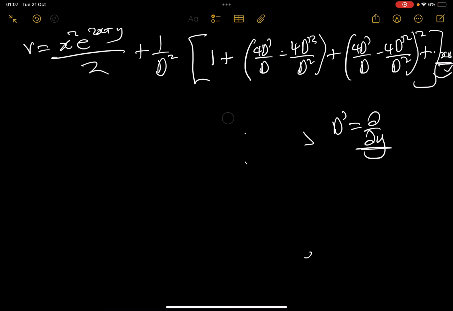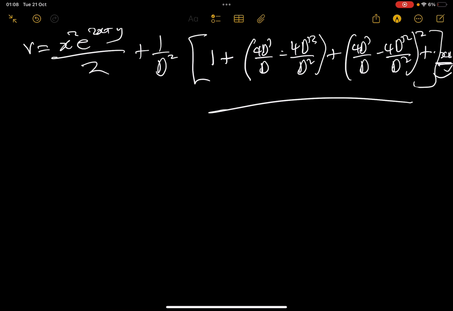So what does this mean? When you're looking at the infinite expression here, if we are taking the terms here with the highest power of d prime, especially if d prime is squared or cubed or to the power 4, those won't work for us because we're just going to get 0.